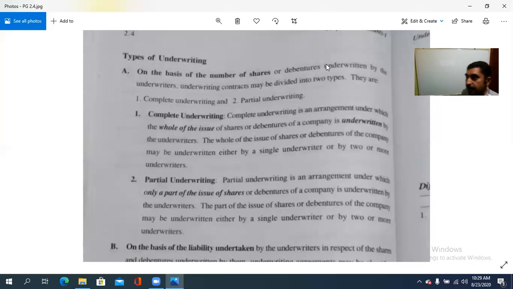It is there in both cases, but what is the difference? In one, the whole issue of shares not subscribed by the public is taken by the underwriters, while in the second only a part of the issue of shares or debentures is taken. That is the first case, point number A, on the basis of the number of shares.